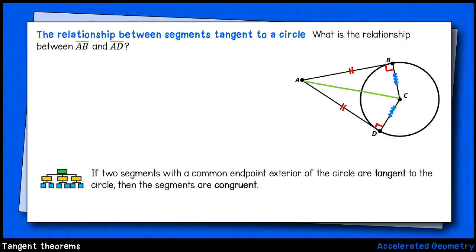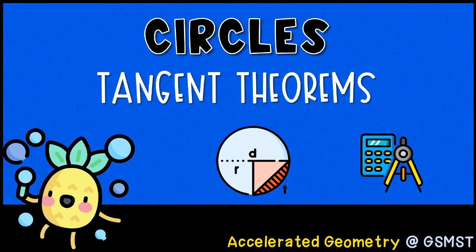To summarize, if two segments meeting at a common endpoint outside the circle are tangent to the circle, then those segments are congruent to one another. That wraps up our discussion of tangents and concludes our series on segment theorems.